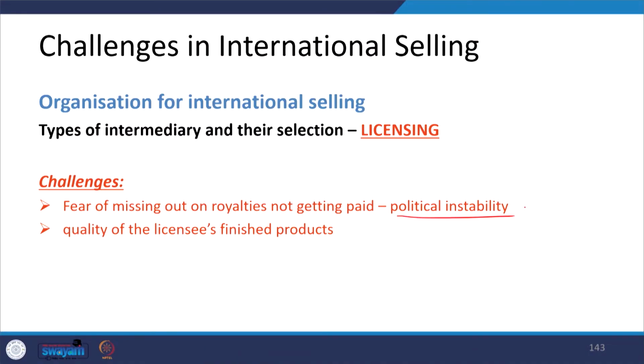And then there is a question of the quality of the licensee's finished product. You did your job, you just transferred your technology through licensing, but at that particular manufacturing site, is the product getting out of that factory meeting the quality standard that is already set? That is very ambiguous when you are dealing with some licensees. So these kinds of challenges may arise across the types of intermediaries you have.